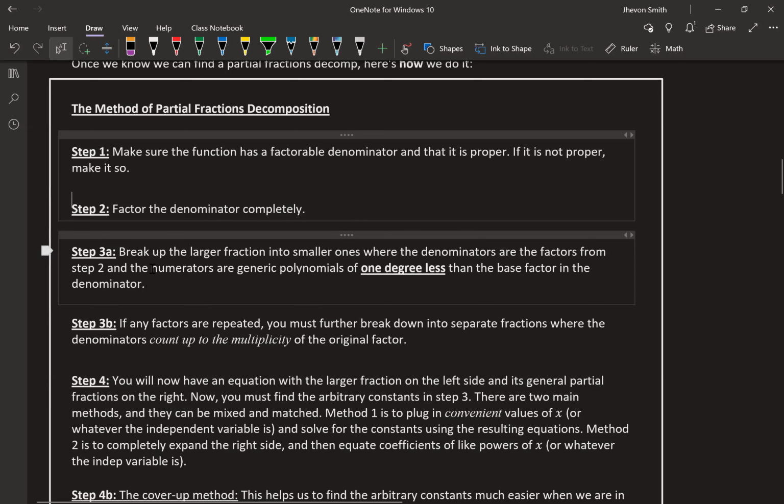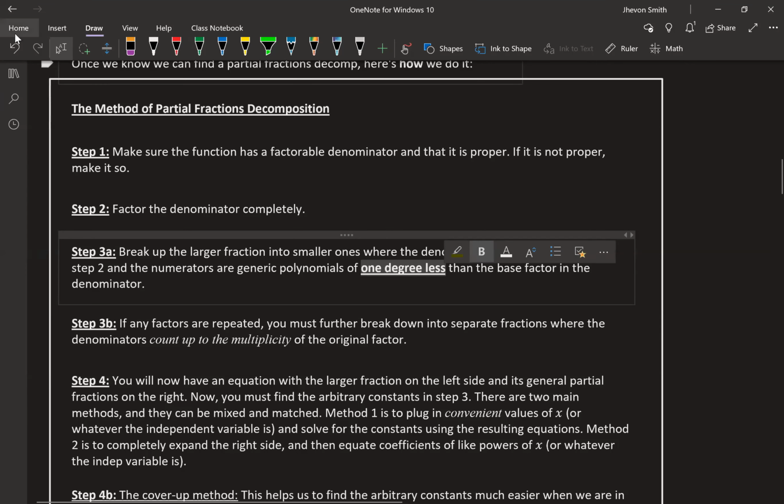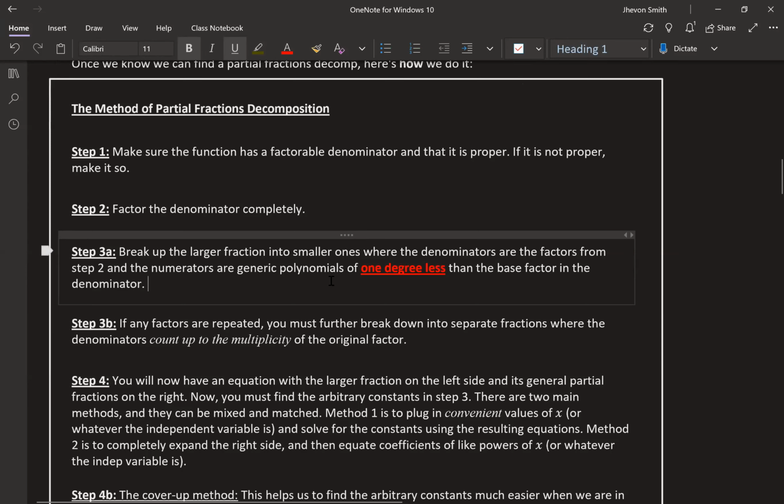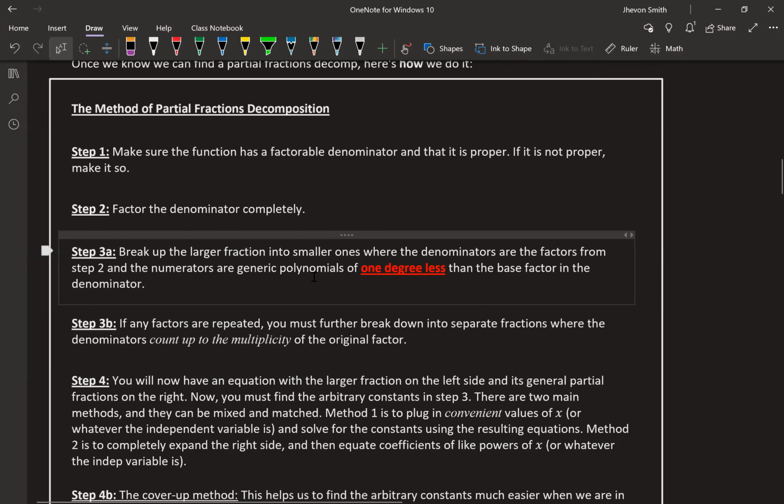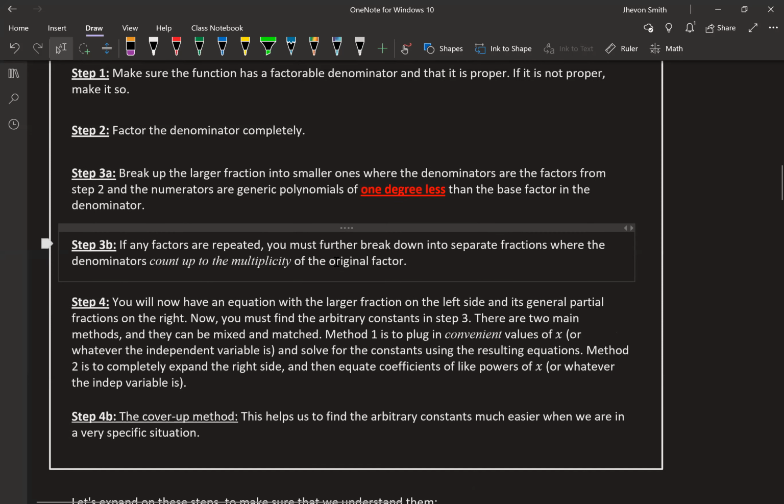okay? And the numerators, and this is an important part, the numerator is going to be a generic polynomial of 1 degree less. Now I'm going to explain what I mean by a generic polynomial and what I mean by 1 degree less. We're going to talk about that, but it's very important that it is 1 degree less specifically, okay? And I'm going to show you guys what that has to mean. Now, if any factors are repeated, you must further break down that fraction into smaller fractions where you count up to the multiplicity. And again, I'm going to expand on this step, explain to you exactly what it means.